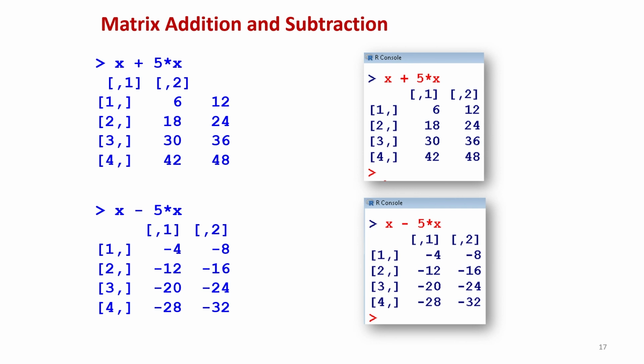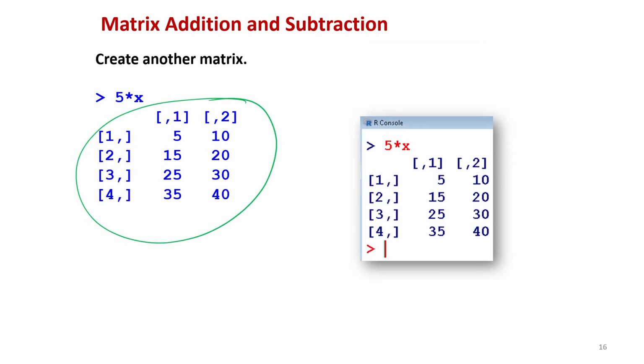Or in general, if I say the element at the ith row and jth column in the first matrix is added to the element at the ith row and jth column of the second matrix. And the same thing happens with subtraction also. So you can see here, if you try to add X and 5 star X, then the outcome will come out like this. And if you want to subtract X minus 5 into X, then the element wise subtraction will also happen and you will get these values, right?